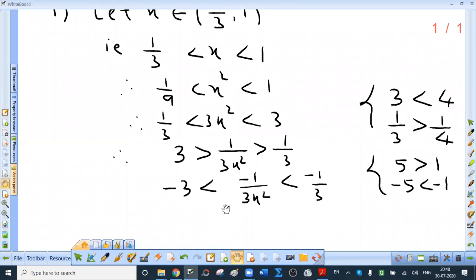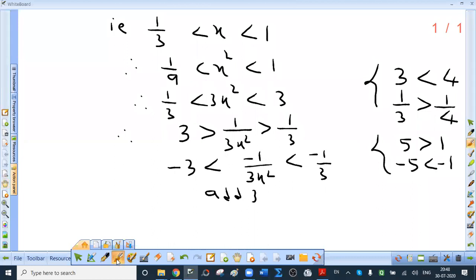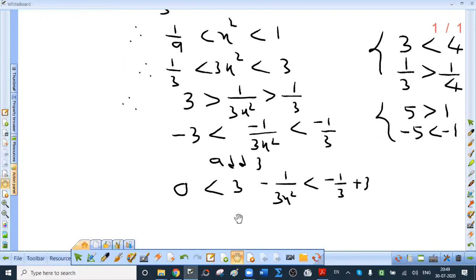Have we obtained f dash of x? Not yet. We have to add 3. Then only we will get. So if you add 3, you get what? You get minus 3 plus 3, that is 0, less than 3 minus 1 upon 3x square less than minus 1 upon 3 plus 3. Okay. So in the next step, I will say 0 less than, this is f dash of x. 0 less than f dash of x less than 8 by 3.